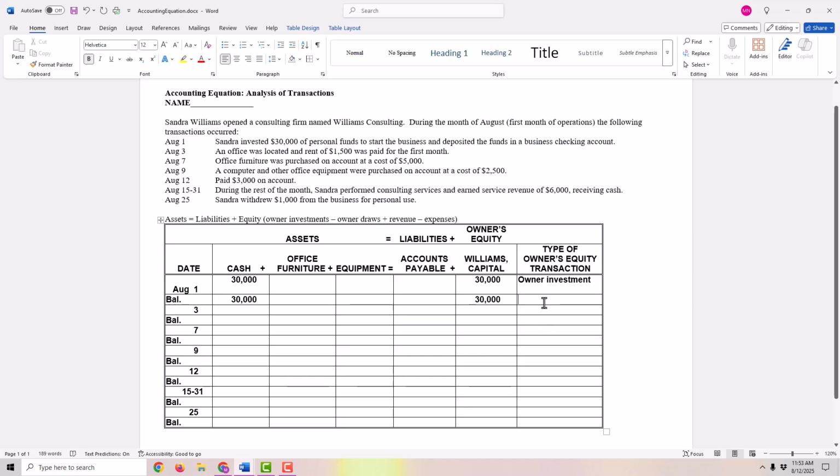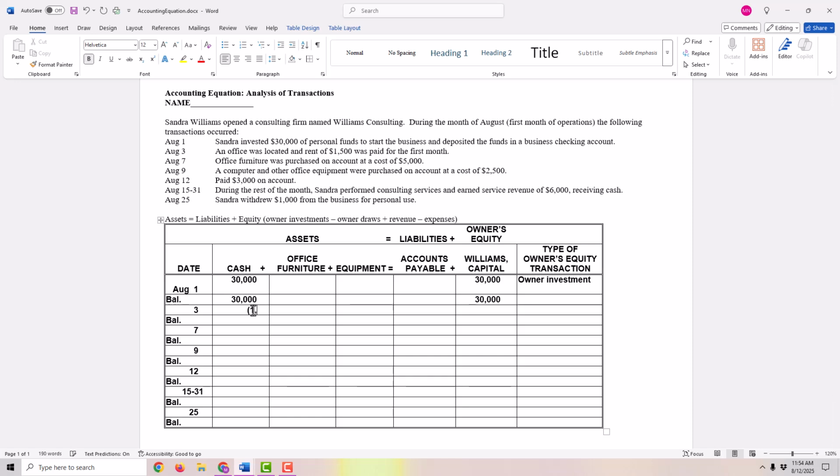And that's it. And then in the next one, an office was located and rent of $1,500 was paid for the first month. So first of all, if they paid for something, it doesn't say paid cash or paid with checking, but I'm just going to have to assume that because it says was paid. So that's going to subtract from cash.